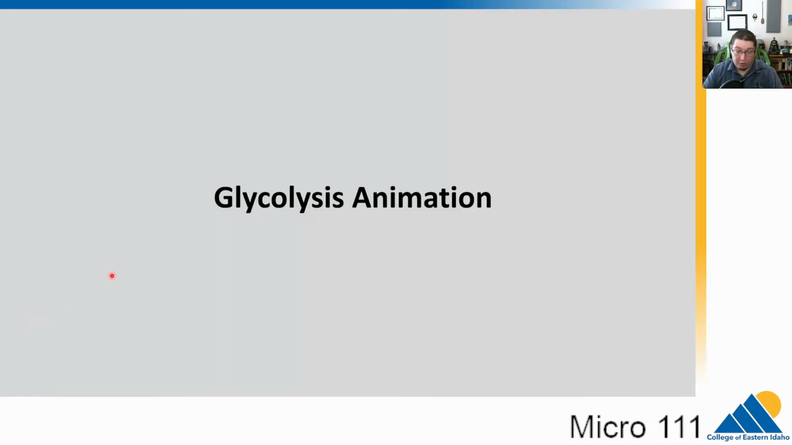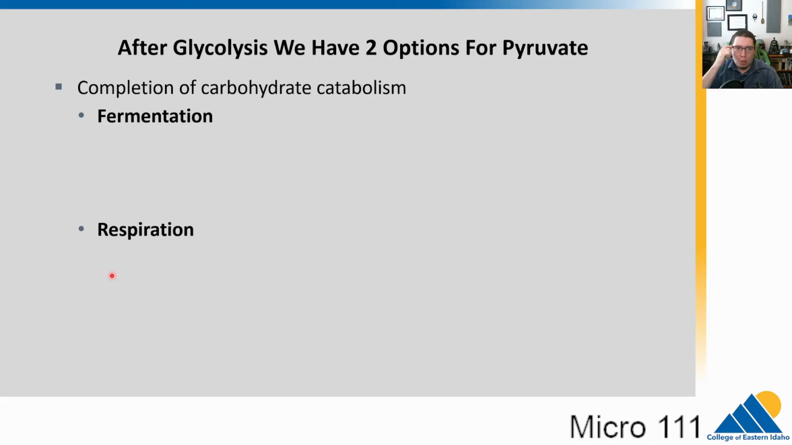Okay, we're going to pause there because the animation is going to keep going, but we have to talk about what's going to happen now. Okay, so glycolysis has given us some ATP, released some of the energy, and we have 2 molecules of pyruvate here. This pyruvate still has energy because it still has 3 carbons bonded together. You need to complete the breakdown of this, and you have 2 options to do this.